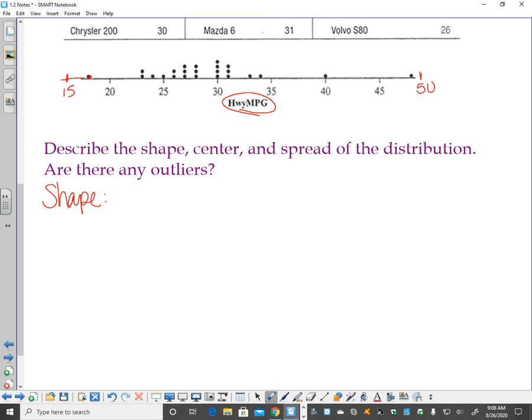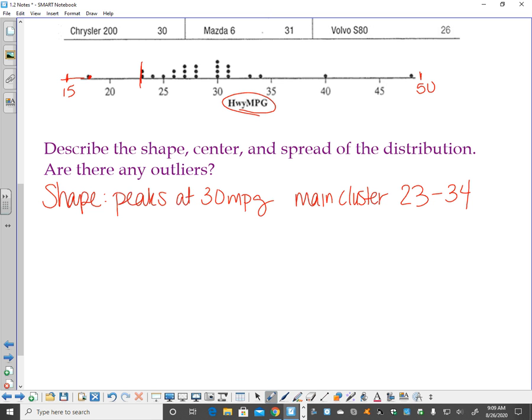Okay, shape. I'm going to say peaks at 30 miles per gallon. Notice I'm using units of measurement. If I could, I tried to use gallons on the last one. So you're trying to be a responsible mathematician and always use units of measurement when you can. I'm going to say main cluster is from 23 to 34. So from here to here, miles per gallon.